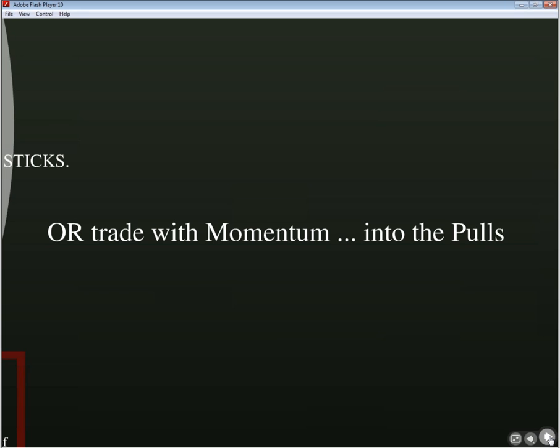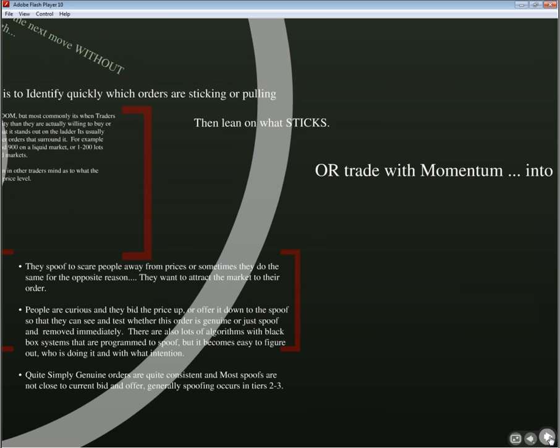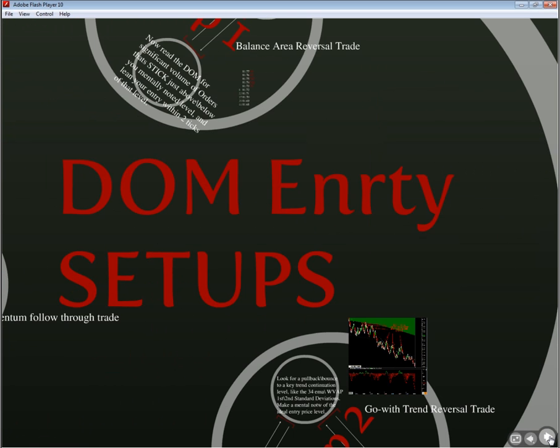If they start pulling the resting bids, then I'll generally look for offers coming in and then I'll get in. But generally that would be with momentum, Mark. That would be the momentum trade, and I'm actually going to show you some setups, so that will make sense. So look at this, I love this. Look at the DOM. We're going to go into the DOM entry setups now, depth of market entry setups.